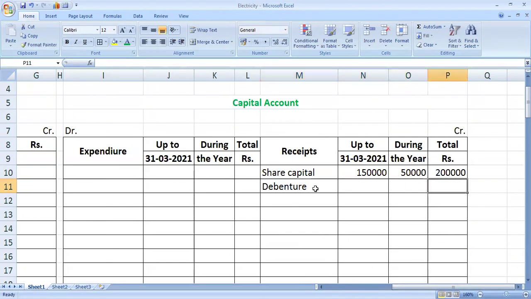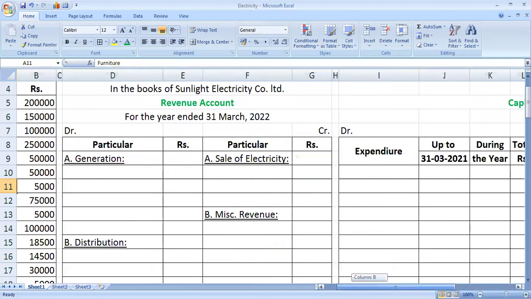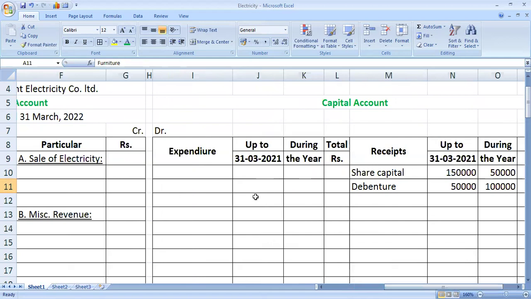Amount 1,50,000 total. During the year, 1 lakh, then balance 50,000. Land and building goes to the capital account expenditure side.